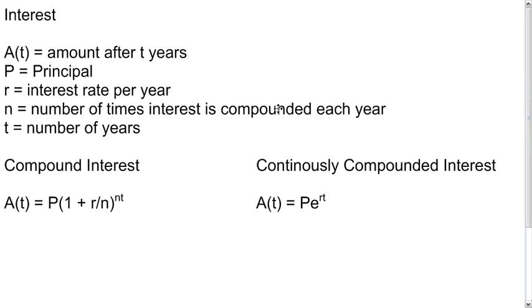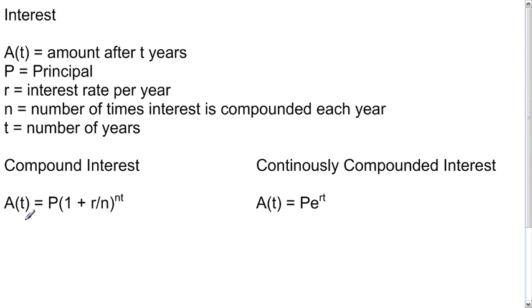So now that we've talked a little bit about interest, let's go a little bit more into depth, more specifics. So for interest, typically A is the amount at the end after 2 years. P is the principal, that's your initial investment. R is your interest rate per year. N is the number of times that it's compounded each year. And T is the number of years.